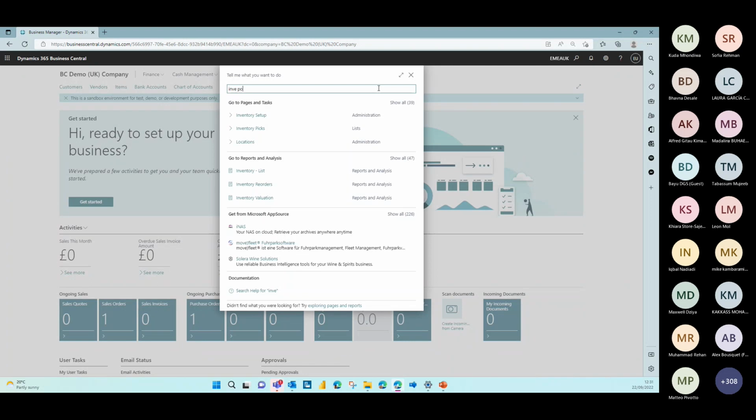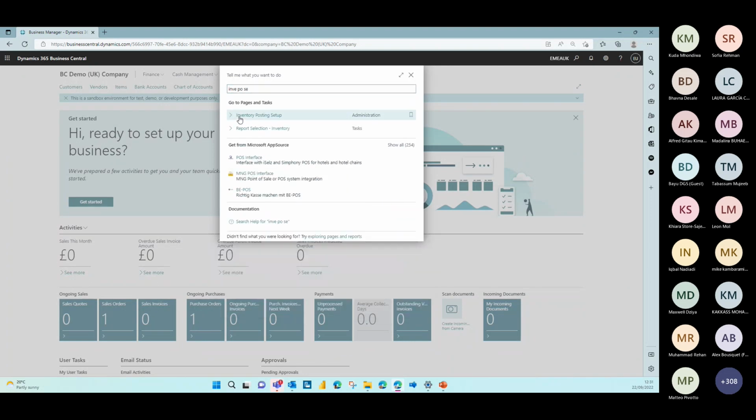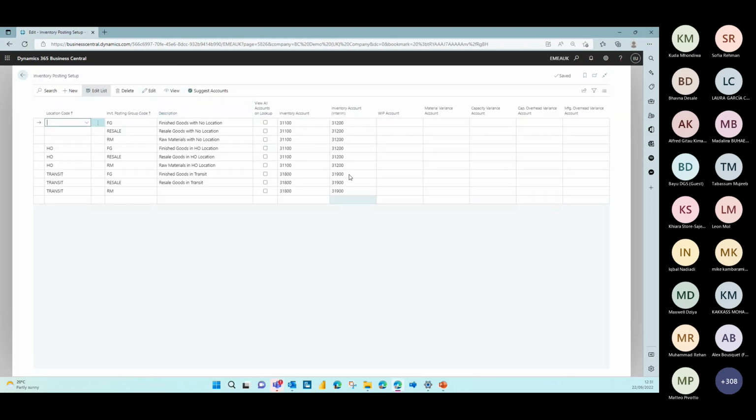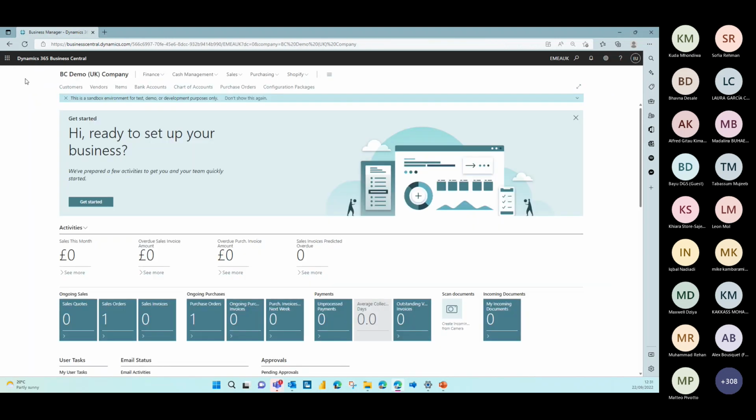So for example, inventory posting setup, right? These will be the balance sheet, the customer posting group, the vendor, the bank account posting group. They're all balance sheet accounts, okay?